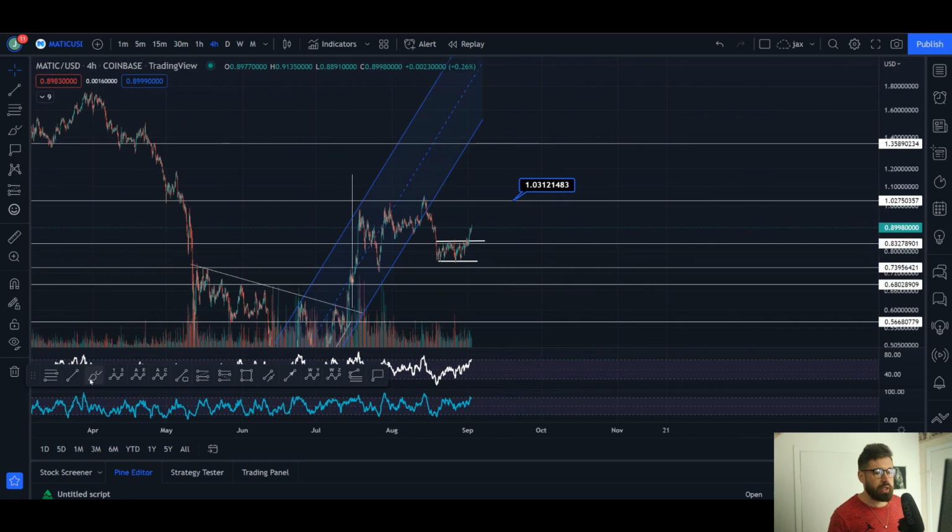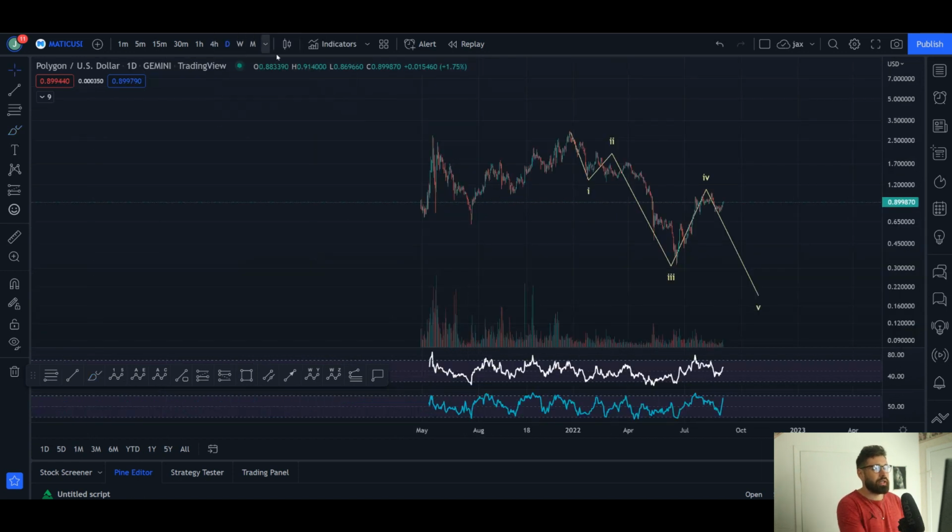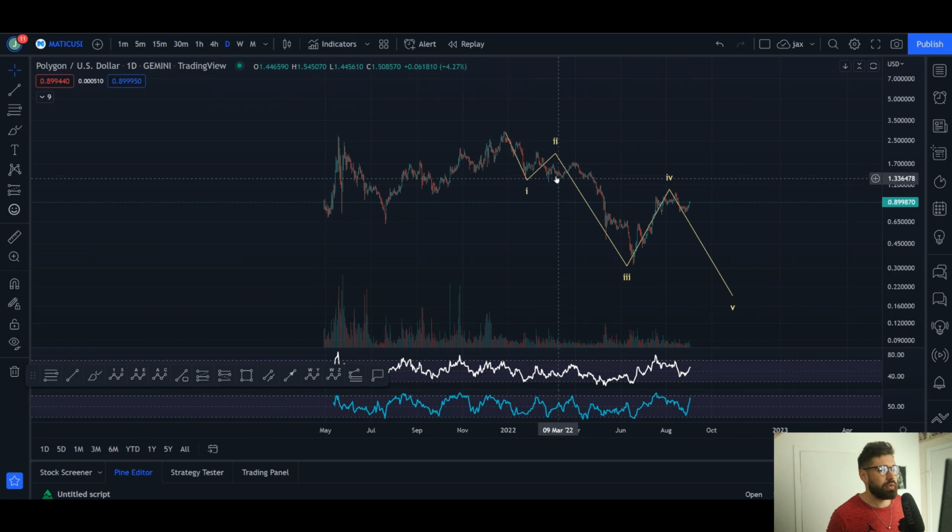However, we could be looking at a wave 4 pullback on the smaller wave count, where we come down, retest this level of support, previous resistance, and then continue to push up. I was watching a potential bear flag, but as you can see, we have started to break out to the upside.